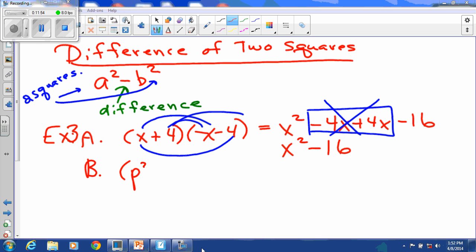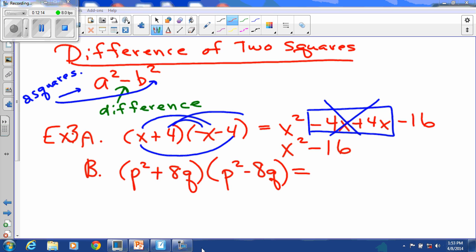This is what you get when you have two binomials where the terms are the same, but one has an addition sign and one has a subtraction sign. So here's another example. The two terms, p squared and 8q, are the same, but in the first binomial, we're adding, and the second binomial, we're subtracting.